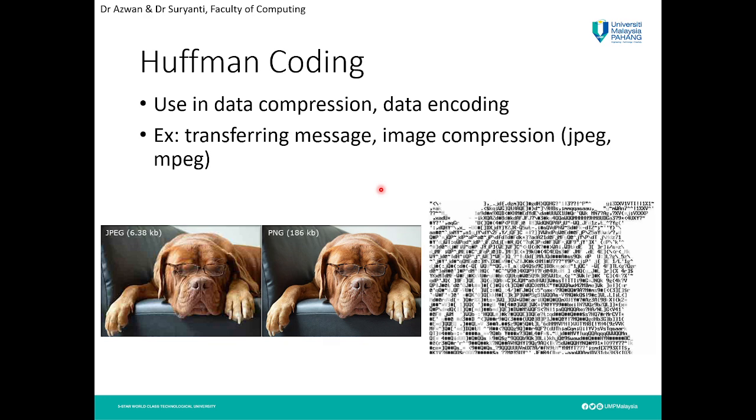For example, we want to transfer this file in JPEG, and let's say we have it in PNG, but in PNG the size is very huge. So in order for us to transfer or to store this file without omitting its quality, we compress it into JPEG.